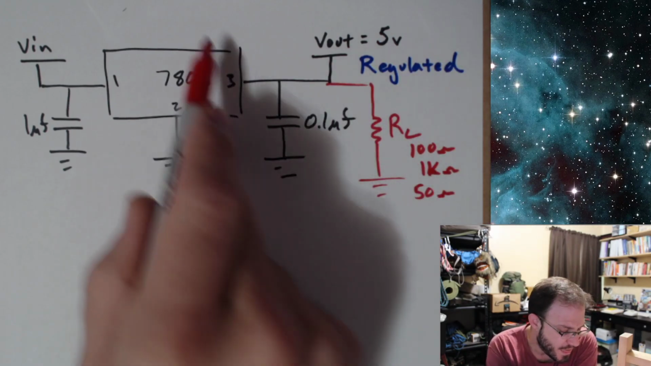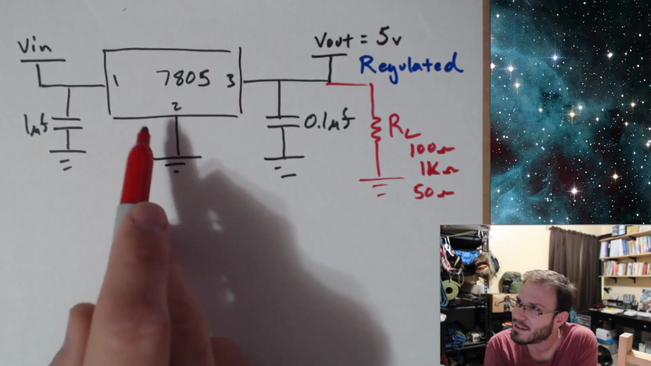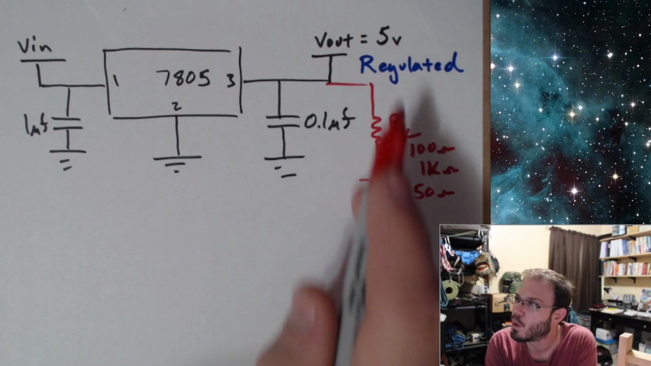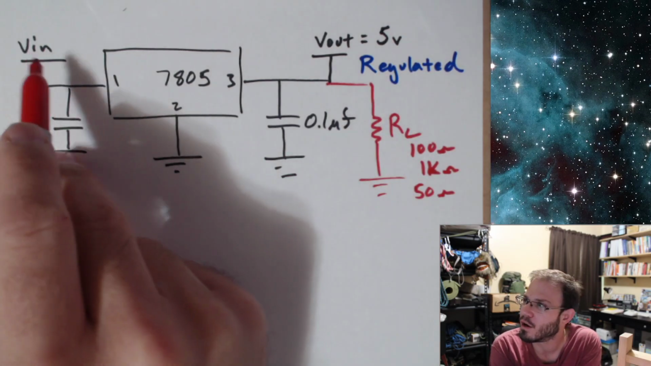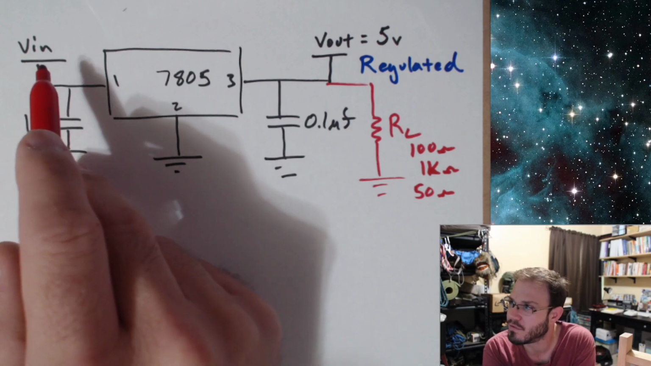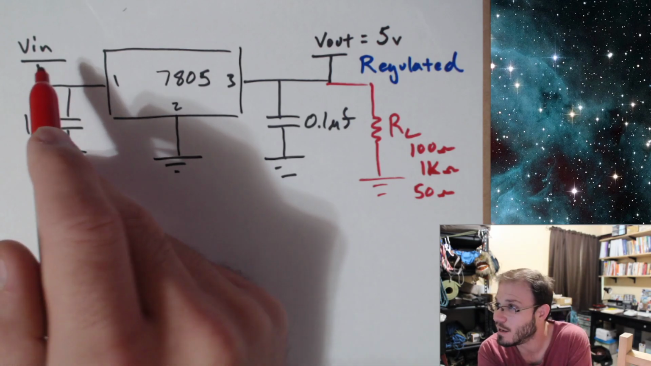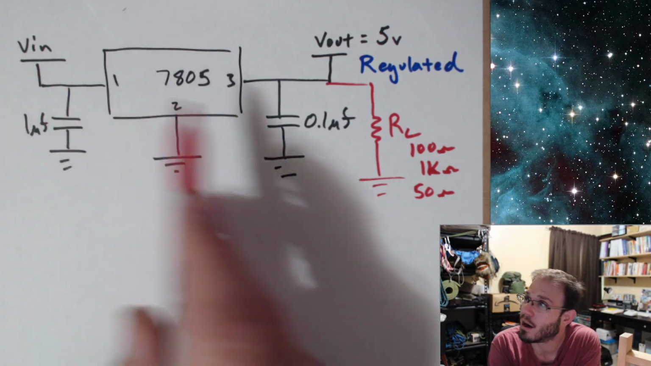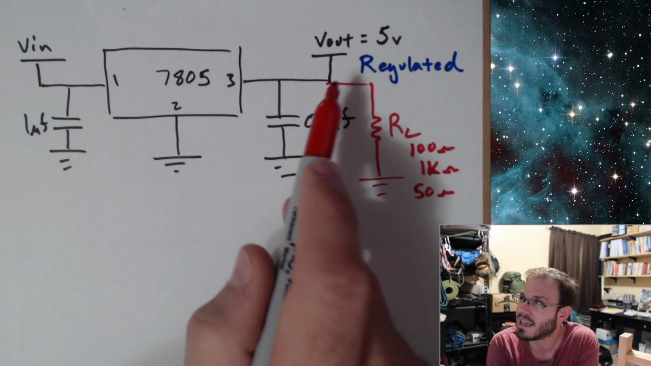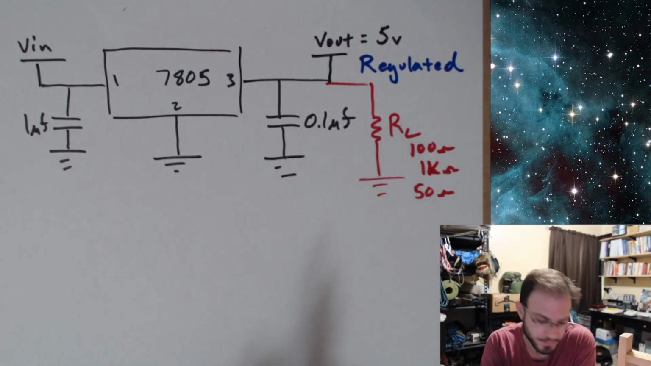Okay, so this guy's job is to maintain this constant regulated 5 volts regardless of what happens over here. Vin could be 6 volts, Vin could be 7 volts, Vin could be 8, 9, 10, 20 volts. It doesn't matter. This regulator is going to maintain a fixed 5 volts on the output across our load.